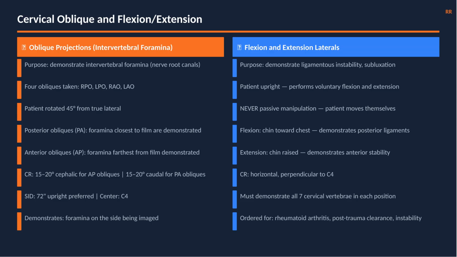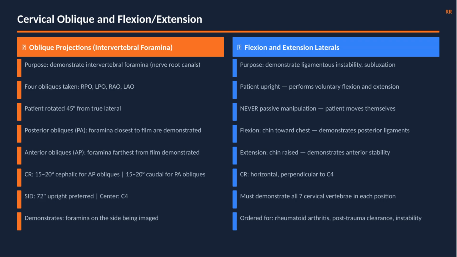Posterior obliques, PA projection. Demonstrate the foramina closest to the IR. Anterior obliques, AP projection. Demonstrate the foramina farthest from the IR. CR angle. 15 to 20 degrees cephalic for AP obliques. 15 to 20 degrees caudal for PA obliques.